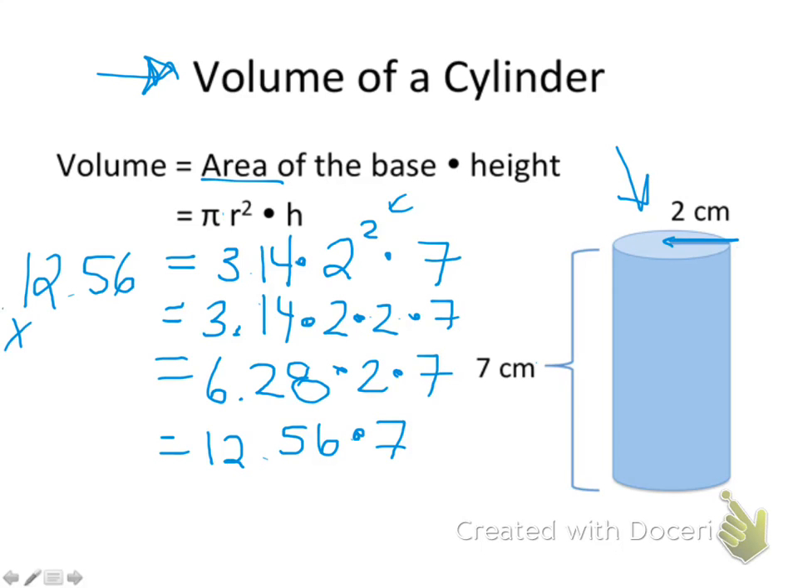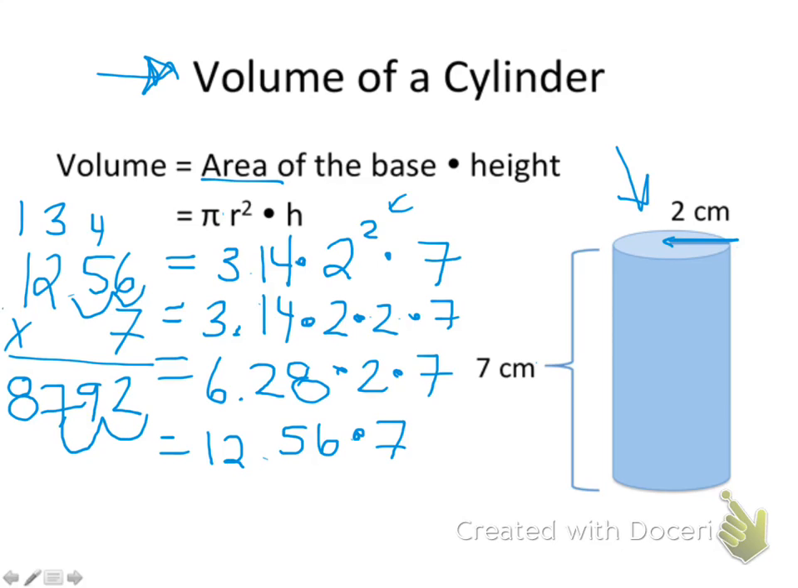12.56 times 7. 7 times 6 is 42. 7 times 5 is 35, plus 4 is 39. 7 times 2 is 14, plus 3 is 17. 7 times 1 is 7, plus 1 is 8. Then we have 2 decimal places, so 1, 2 decimal places in my answer. And my answer is 87 and 92 hundredths. Okay, whenever you get to this point in the problem, you feel relieved, because you're done.